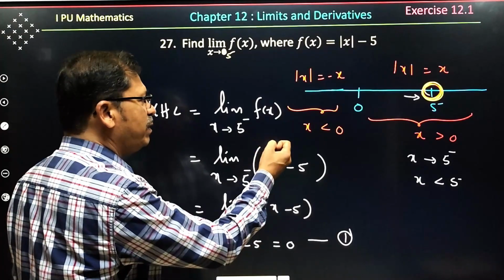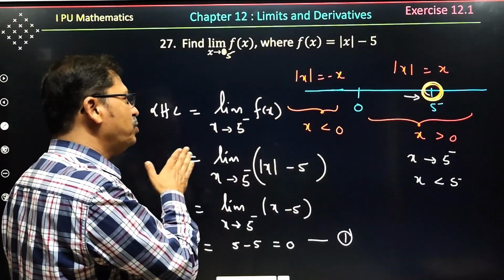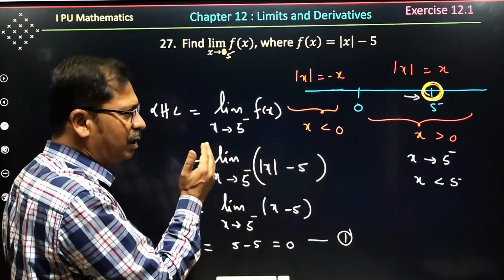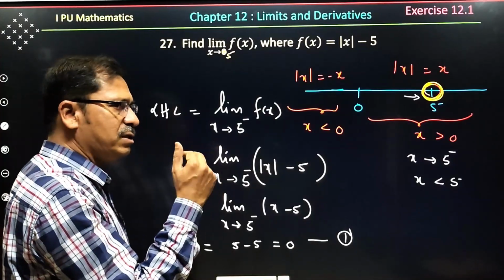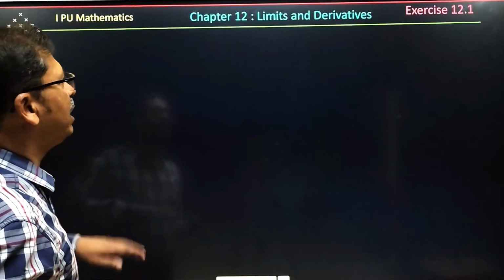Then you have to take the function as mod x minus 5 for f(x); there is no other option there. When x approaches 5, either less than 5 or greater than 5, it is equal to mod x minus 5 itself here. So that's the theme here. I will now calculate the right hand limit.